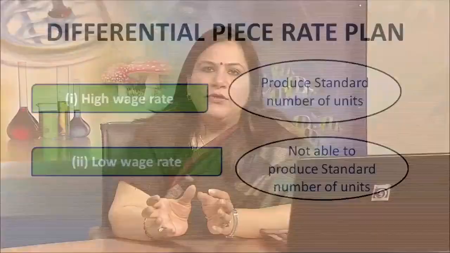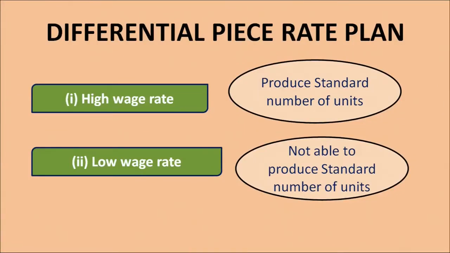As a result of this, the workers would always be motivated and it will help in boosting up their morale to produce more in order to earn more. So a high wage rate is given for producing the standard number of units or more than that, and a lower wage rate is granted to the workers who are not able to produce the standardized number of units. So that was the whole idea about the differential piece rate mechanism.